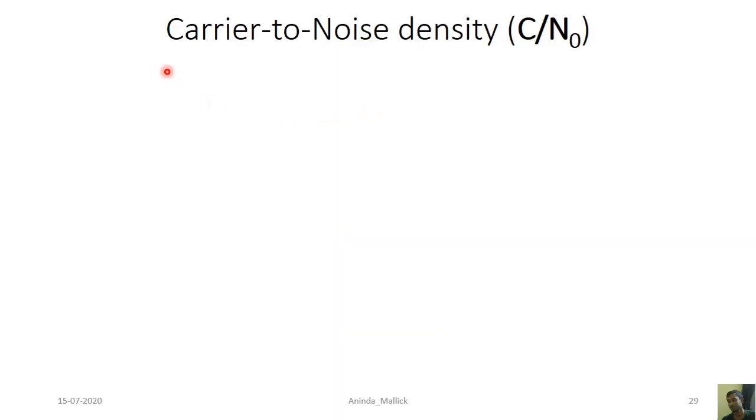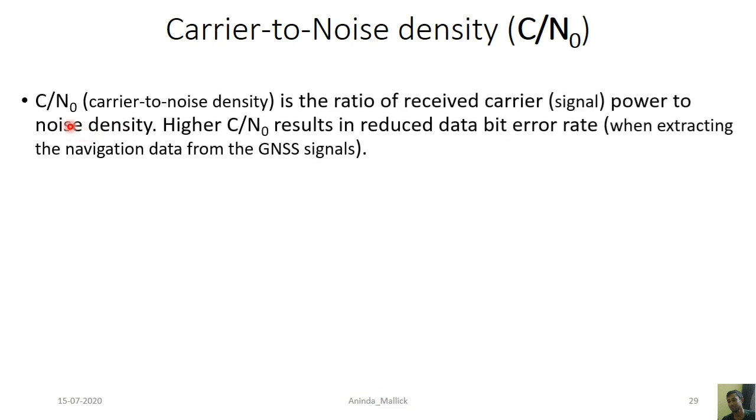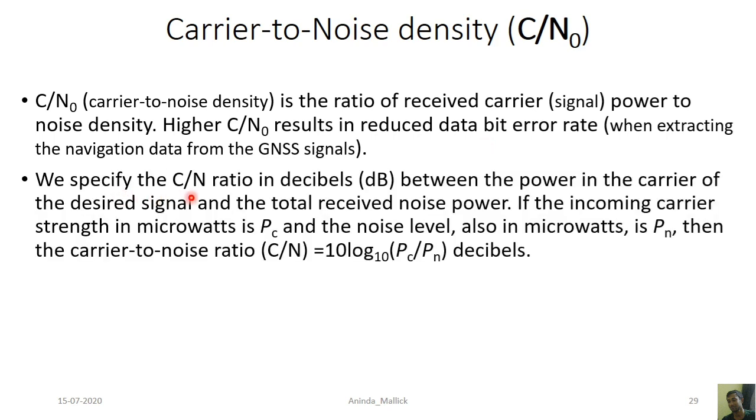So next one is the carrier to noise density. It is denoted by C by N naught. Carrier to noise density is the ratio of the received signal power to the noise density. Higher C by N naught results in reduced data bit error. The higher elevation satellite will give you higher C by N naught. The lower elevation satellite will give you lower C by N naught, because the noise density will be high for a lower elevation satellite. And this C by N naught is denoted in decibels.